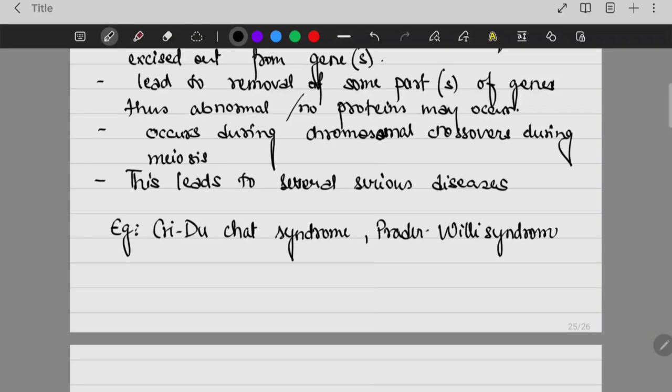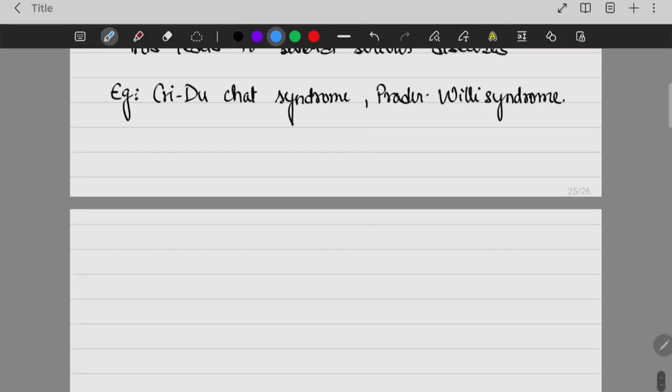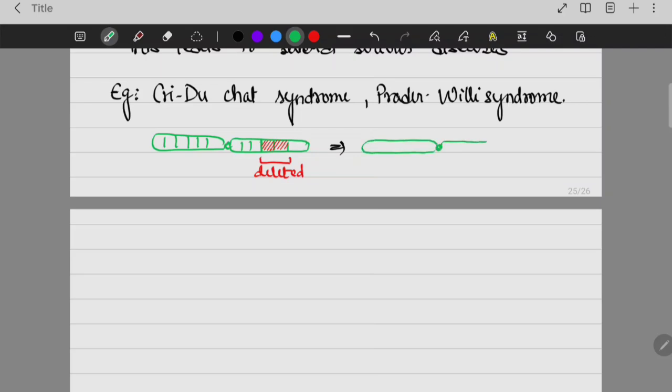Now if I show this with a diagram, for example, this is a chromosome. These are different parts. While crossing over, this part, if I draw with another color, gets deleted. So the new one will be something like this. This one is normal and this one is somewhat smaller. So there is some aberration present, an abnormal chromosome.